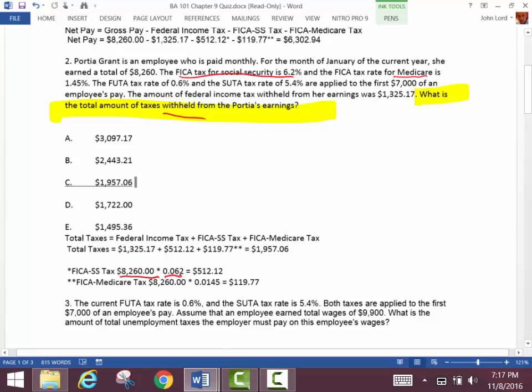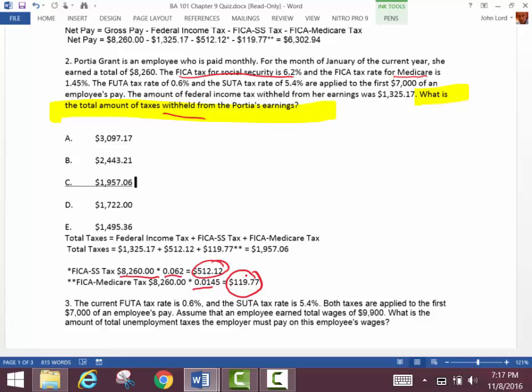The .062 gives me 512, and the .0145 gives me this 119.77, right? So I had to pick both of those up. I know I'm pointing to the solution, but we knew we had to pick both of those up.